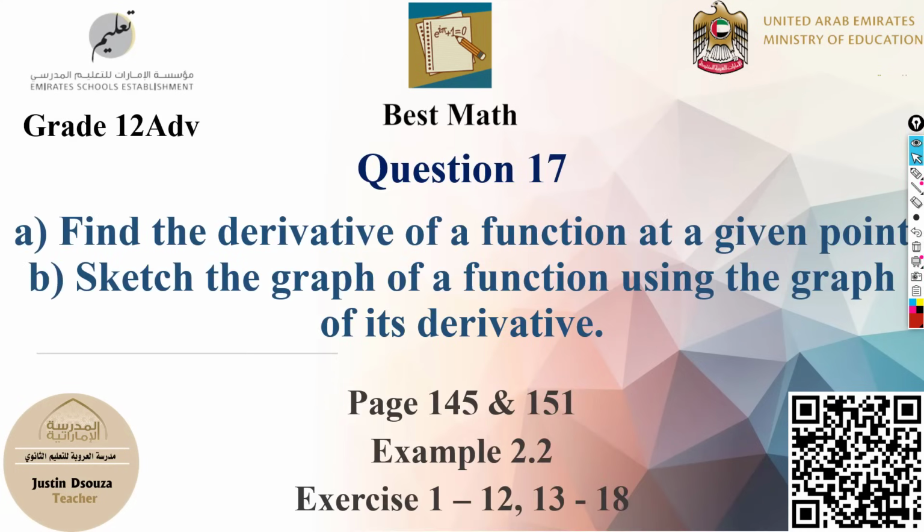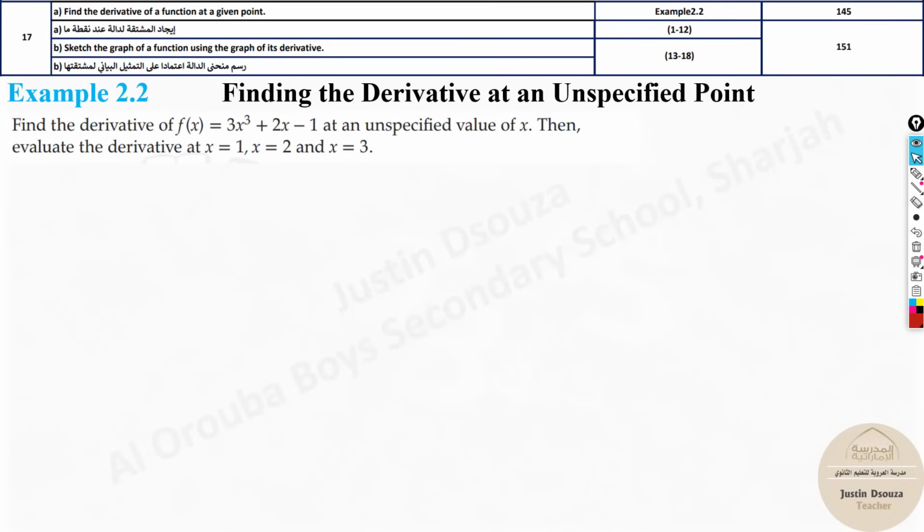We are now in question number 17. This is a two-part question. The first part is to find the derivative of a function at a given point. It's very simple. The second part is to graph the derivatives. Now, they will ask you either to graph the derivative, or the derivative will be given and we have to graph the function. We'll look into all the types of problems here.